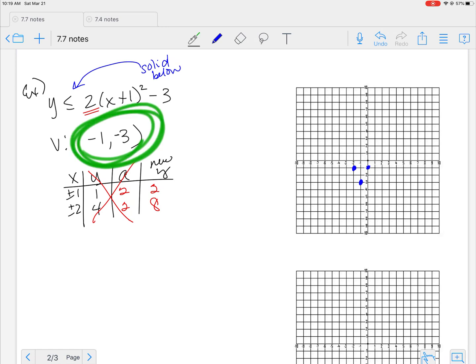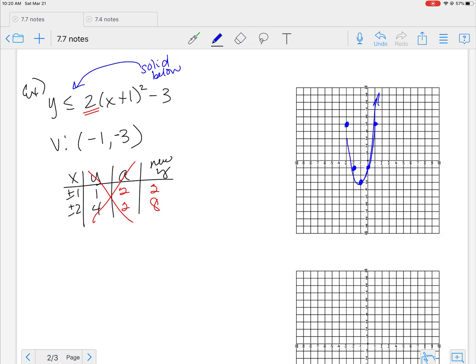Back to the vertex. It's always back to the vertex. Then I'm going to go positive and negative 2. So out 2, positive and negative, and then up 8. So over 1, 2, and up 8: 1, 2, 3, 4, 5, 6, 7, 8. Back 2 and up 8. And this is solid.